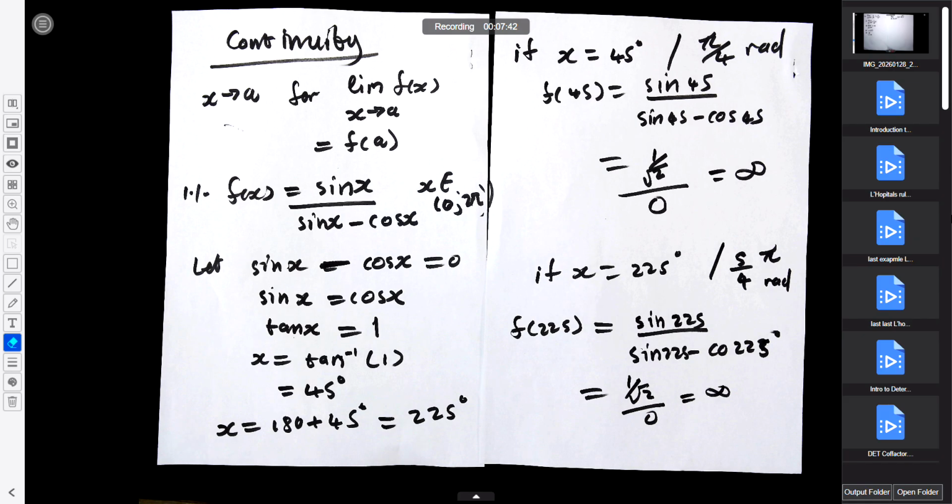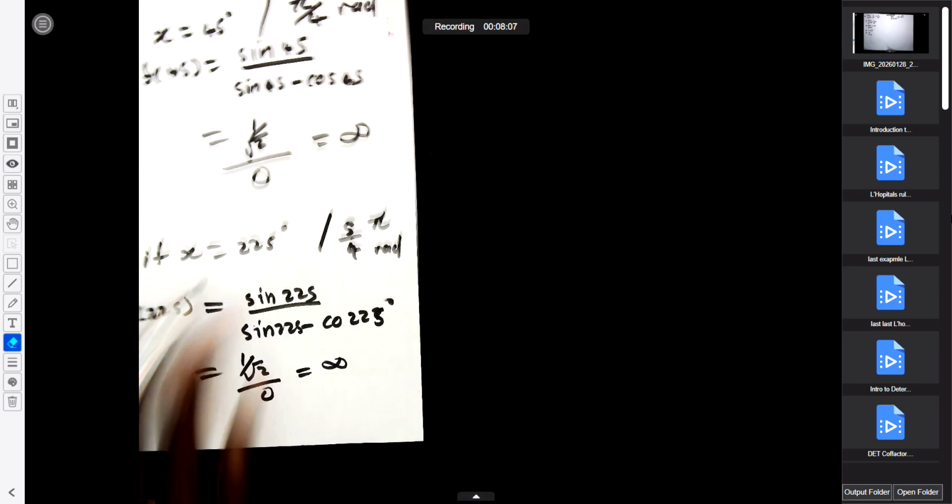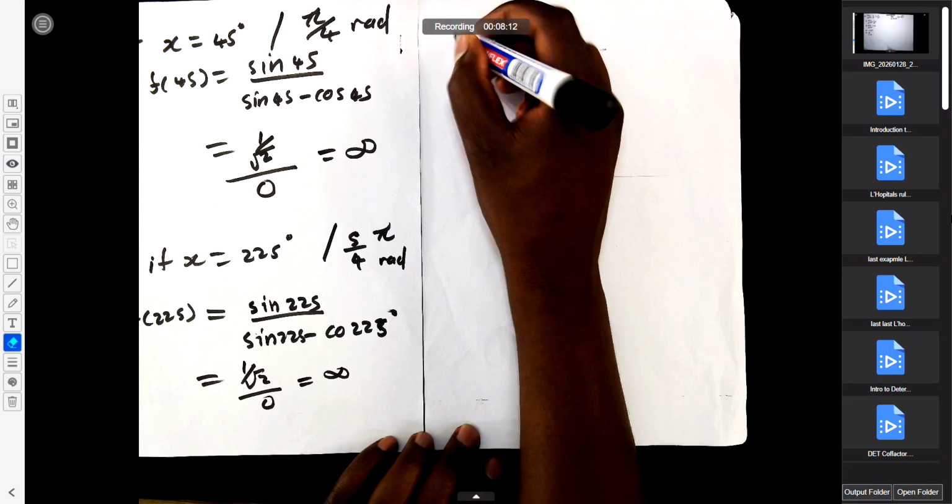So I'm just showing you how to prove, but you can just specify by substitution. After you find the values, 45 and 225, substitute in the calculator. If you get an error, it means that the function is discontinuous. It means that it skips at that point. We can say it doesn't exist, but the function exists, but at that point it is undefined. It's indeterminate.